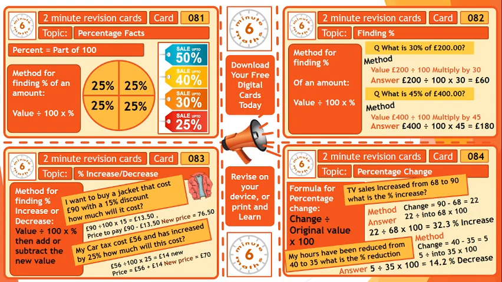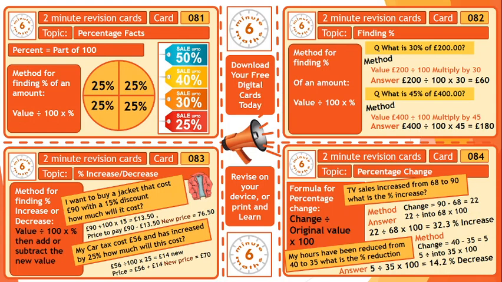What is 45% of 400? So we use the method, the value divided by 100 multiplied by the percent, which is 400 divided by 100 times by 45, gives us a value of £180. So 45% of £400 equals 180.